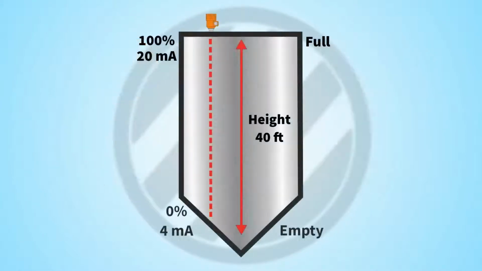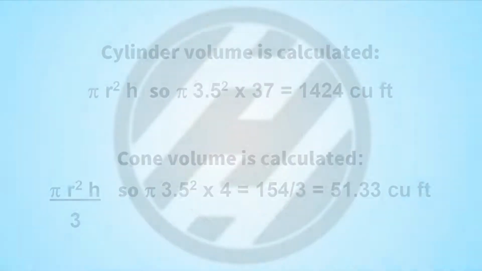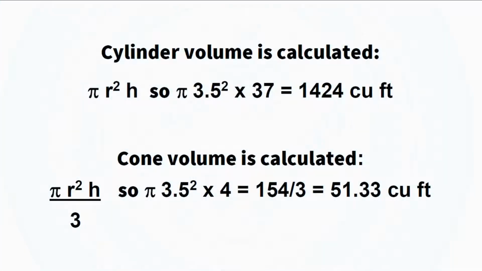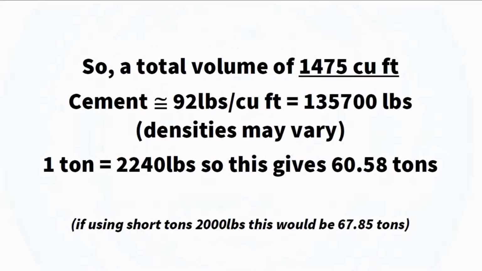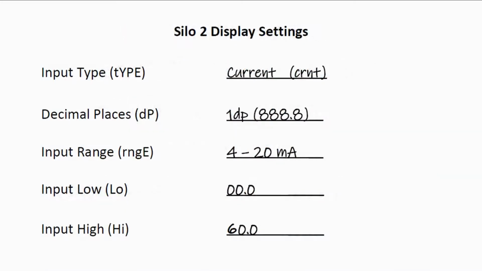Once the display has been mounted and connected, write down the information that you will need for the setup. Continuing with the example from our radar programming video, we are measuring a silo with a height of 40 feet. The silo has a diameter of 7 feet and a cone height of 4 feet. This gives us a total volume of 1,475 cubic feet. With a density of cement being approximately 90 pounds per cubic foot, this gives us a maximum safe capacity of approximately 60 US tons of cement.